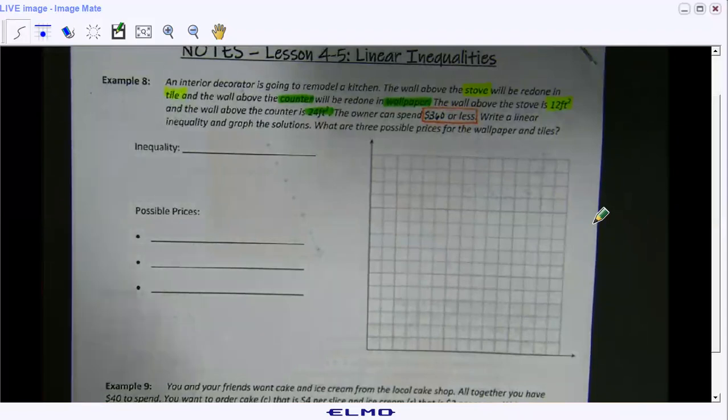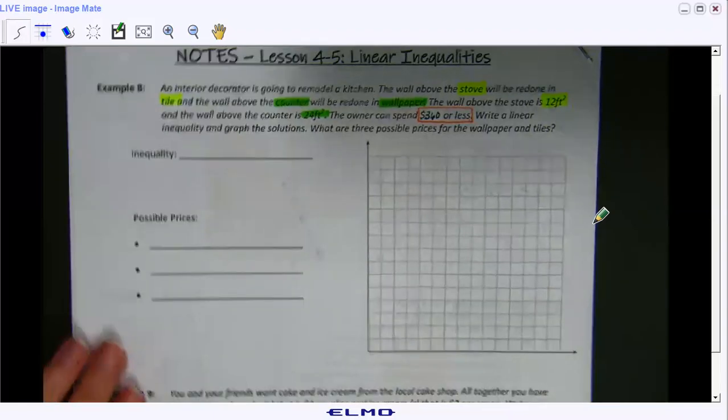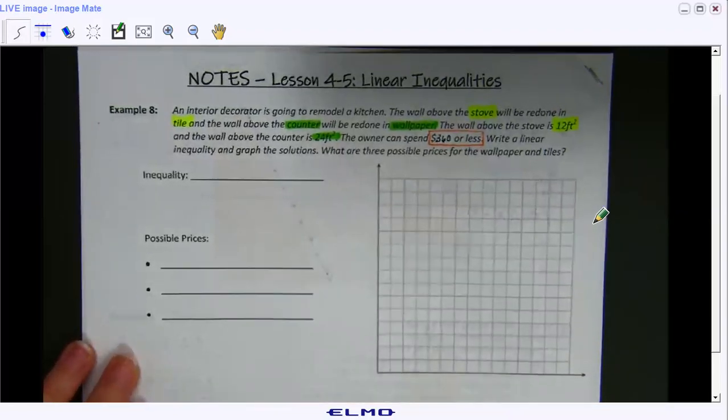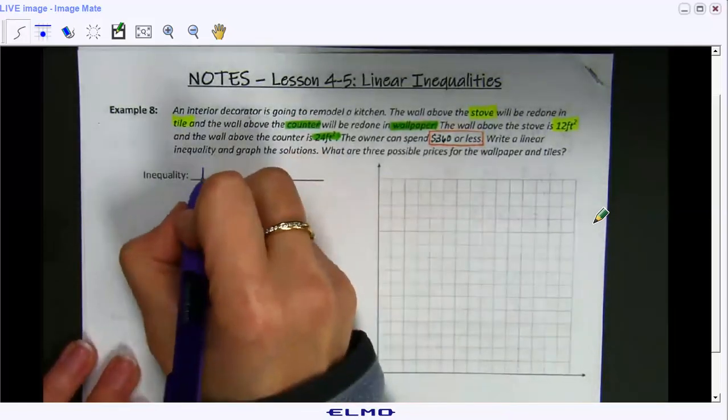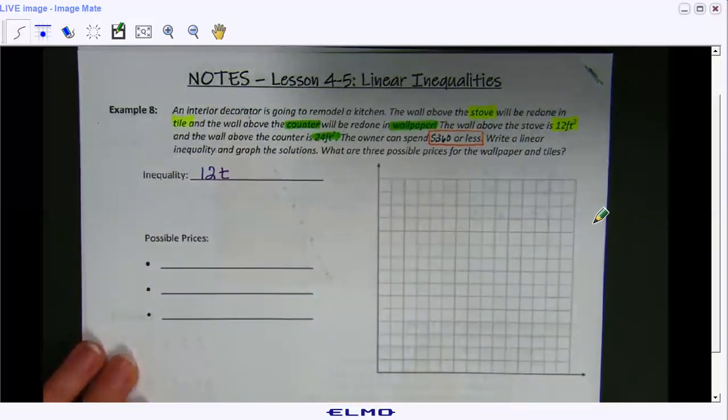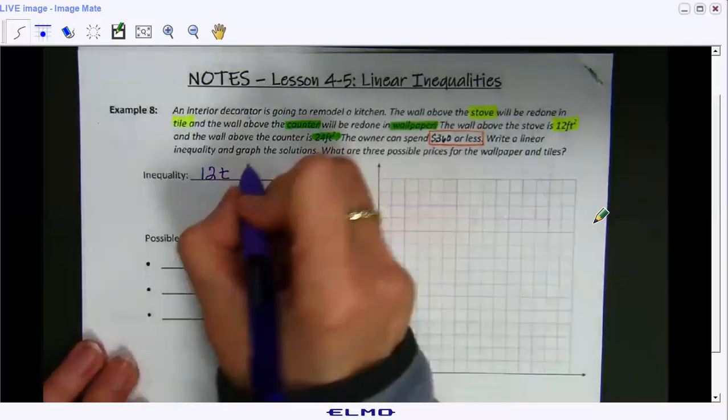Okay. So we need one equation, or I'm sorry, one inequality. And I want you to think about this. Okay, even if you can just come up with one term at a time. Somebody tell me what one of the terms could possibly be. Emma? We could have 12T for our 12-foot square tile. Okay, and then we could have 24W for our wallpaper.